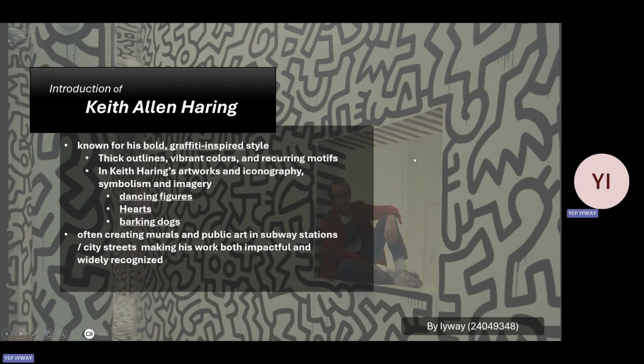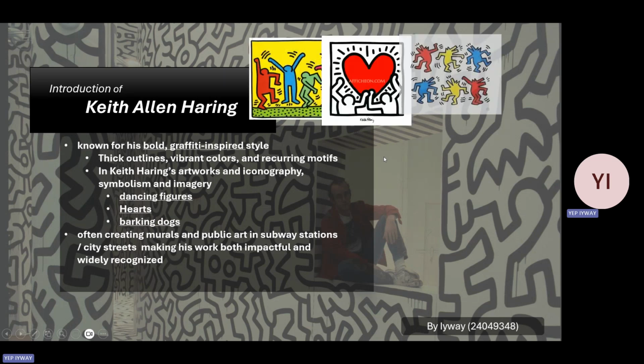Then let's move to his art style. Haring is known for his bold graffiti-inspired style with thick outlines, vibrant colors, and recurring motifs. In Haring's artwork and iconography, symbolism and imagery, we often see dancing figures, hearts, barking dogs. These three items often appeared in his work. Then he often created murals and public art in subway stations or city streets. This makes his work both impactful and widely recognized.